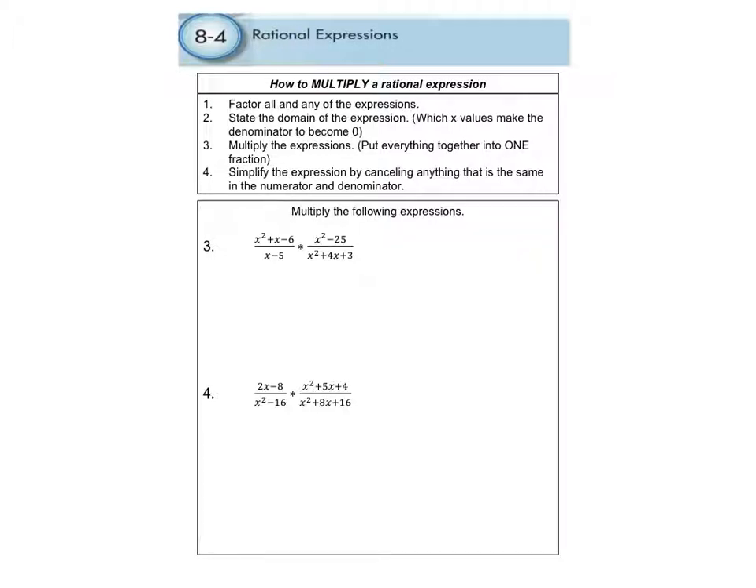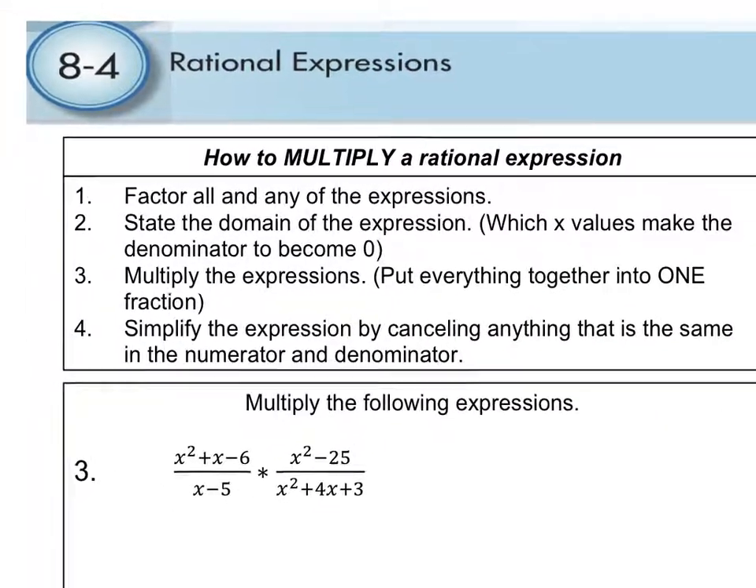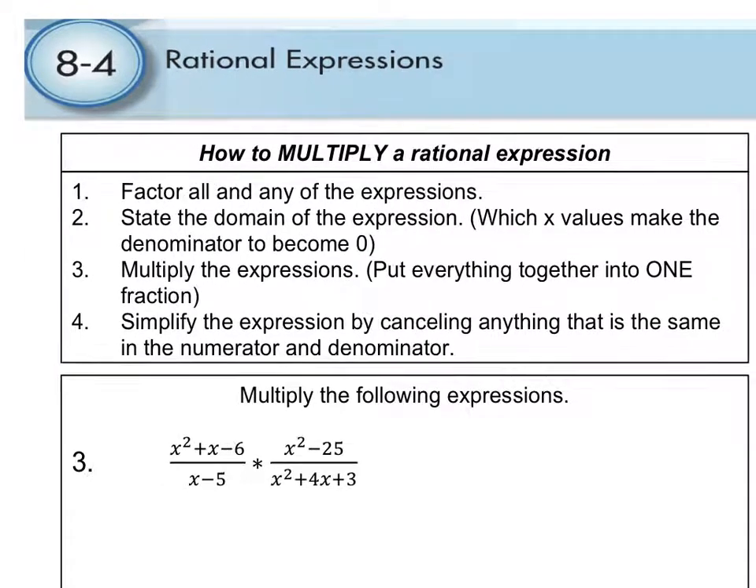Okay, so in these examples now, we're going to do the same thing, except we are not going to have it already factored for us. We're going to actually have to factor. So I've got some steps here. Again, we're going to factor all and any expressions that we can. Then once we factor, we're going to state the domain, which x values make the denominator become 0.